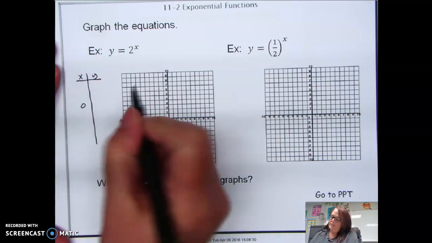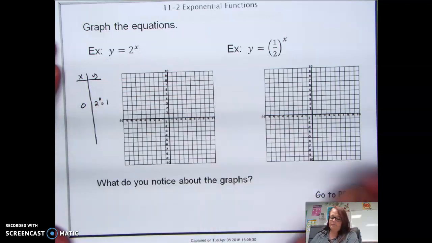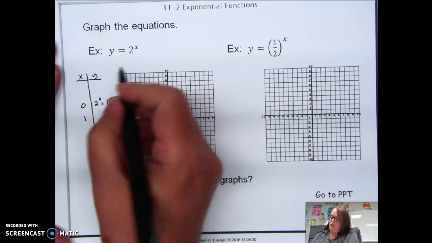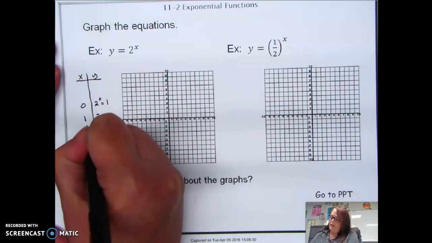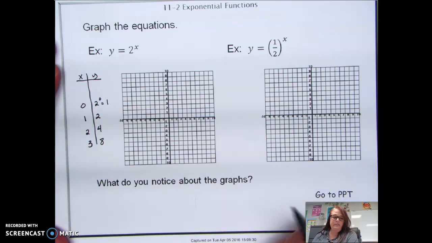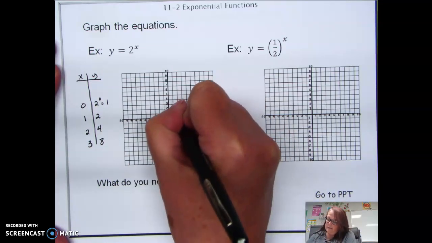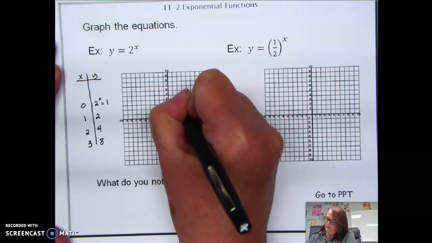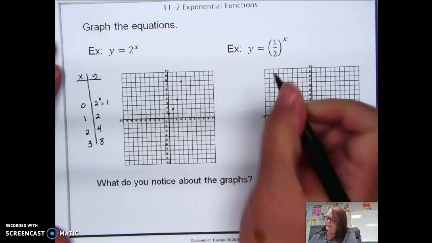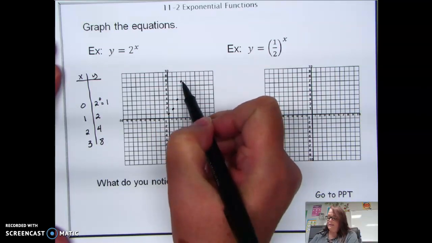So if I start with 0, remember any number to the 0 power is just 1. If I have a power of 1, 2 to the first is 2. Power of 2, 2 to the second is 4. A power of 3, 2 to the third is 8. So I want you to notice 0 is at 1, 1 is at 2, 2 is at 4, and 3 is at 8. So we've got an idea of what's happening to the right of the y-axis.